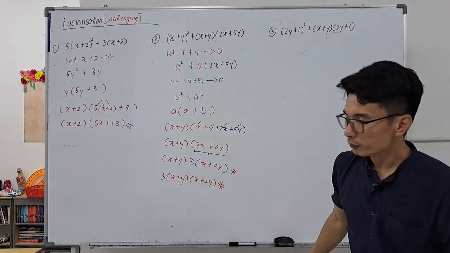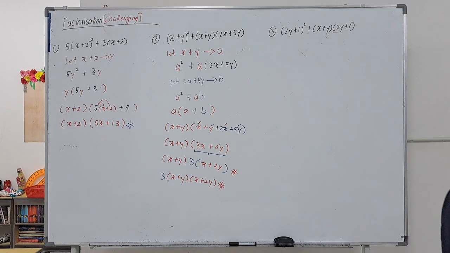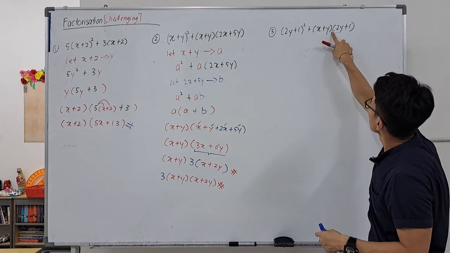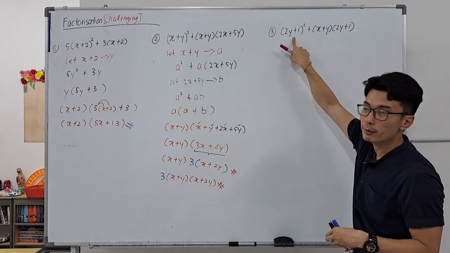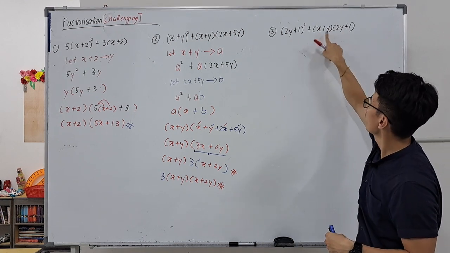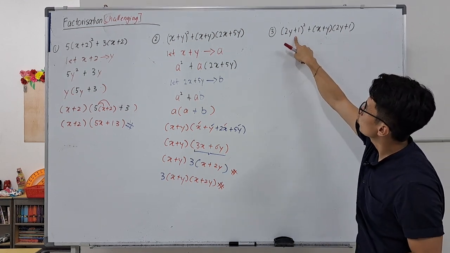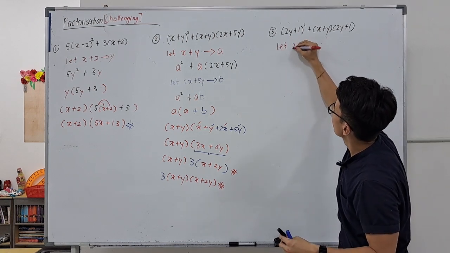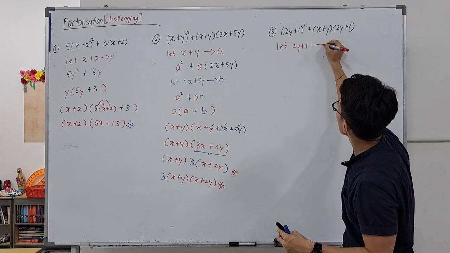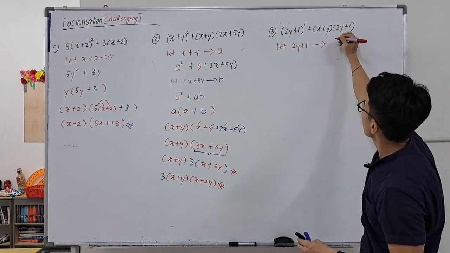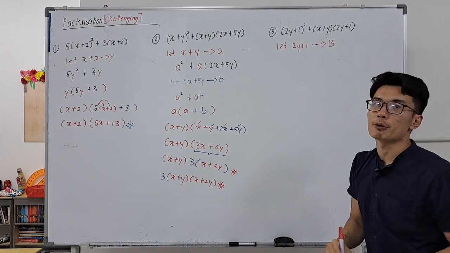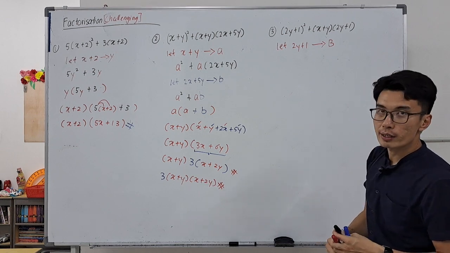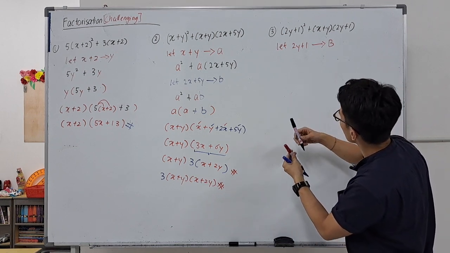Last one. All right. So same thing over here. I have 2y plus 1, 2y plus 1. Notice here, and this guy is not the same. So 2y plus 1, 2y plus 1. Let's use the let again. Let 2y plus 1 become something else. Let's choose capital B this time, all right? So how can I rewrite this?